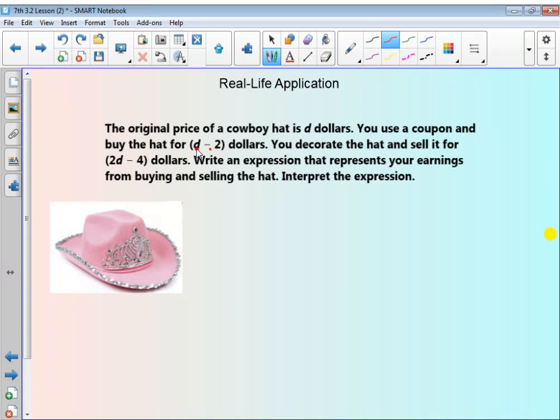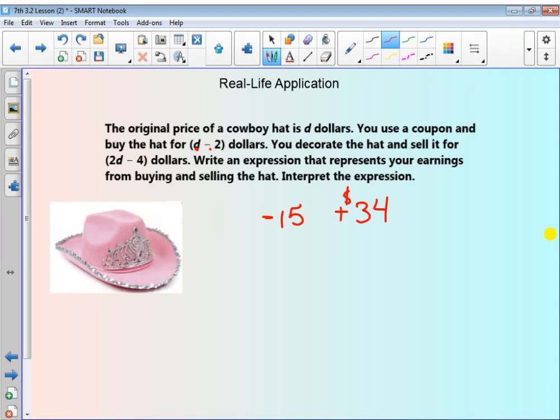Write an expression that represents your earnings from buying and selling the hat, and interpret the expression. So I know sometimes with story problems, it's really confusing. So let's just discuss this out with all of these D's and 2's. Let's say you bought a hat for $15, and you turned around and you sold that hat for $34. Now, when you went through to do this, you paid $15, so that was $15 out of your pocket, but then you're going to get paid positive in your pocket, $34.